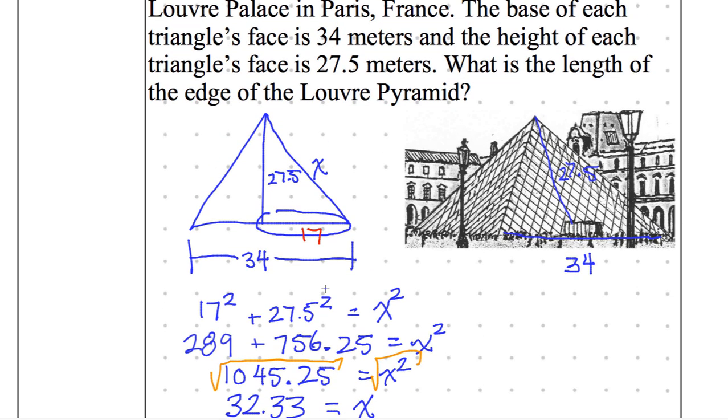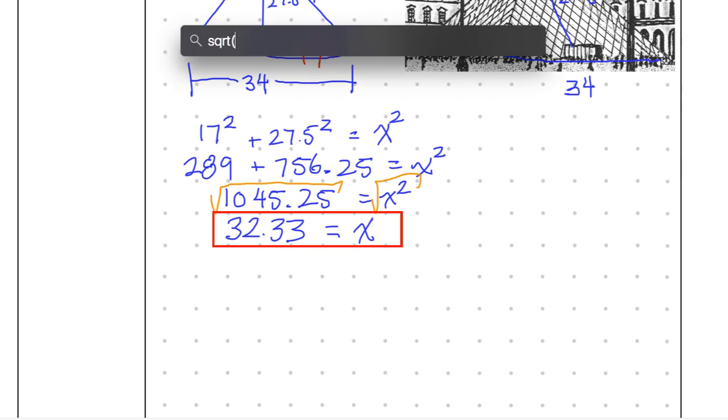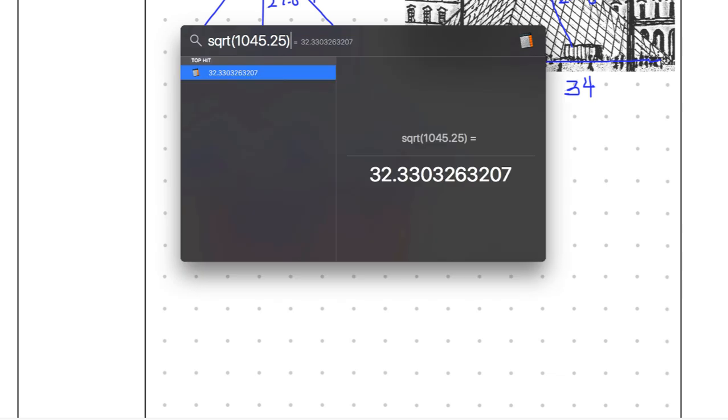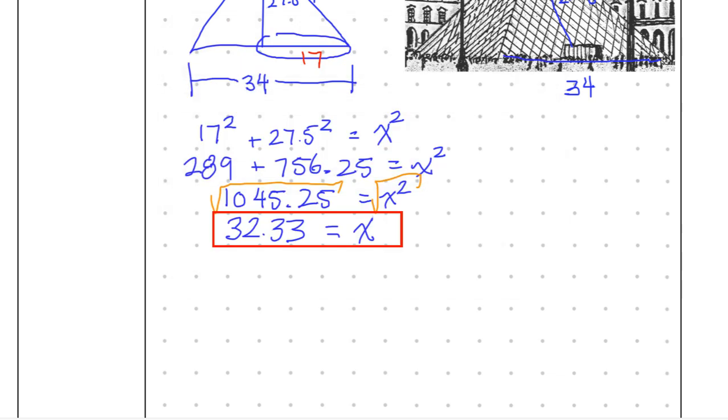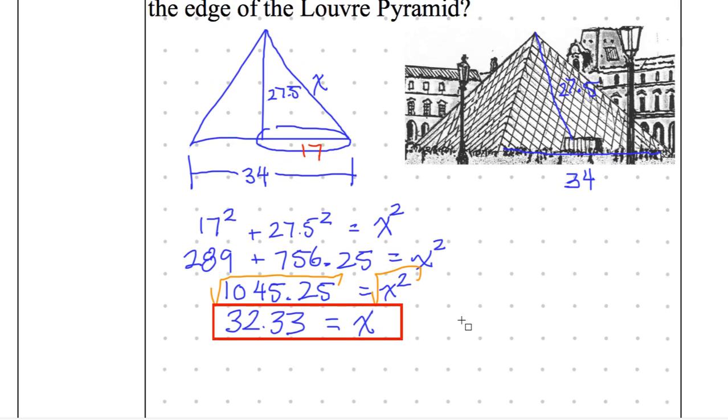And it did not say what to round to, so we're just going to assume that that's good enough. There's our final answer. I can check it. Square root of 1045.25 is 32.33032. We'll just round to the nearest hundredth, that's fine. All right, any questions on today's lesson?